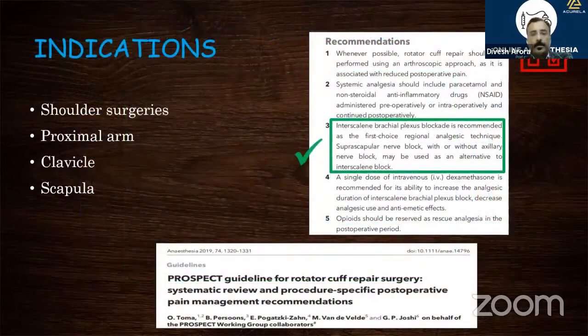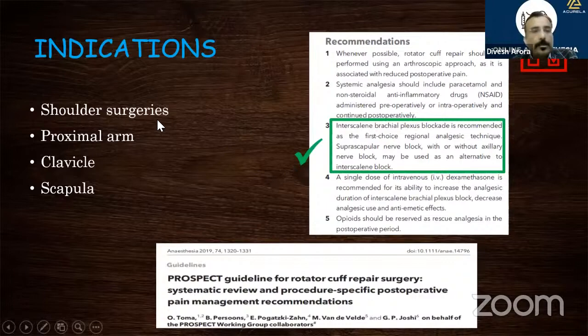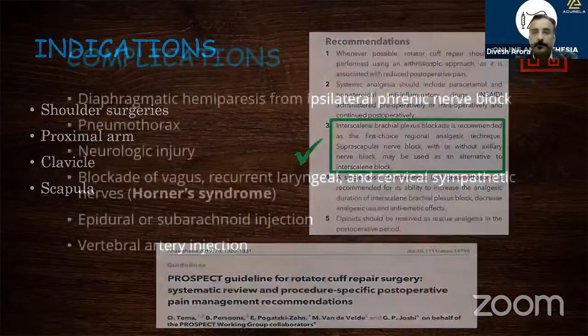So the indications, as we can see from the anatomical knowledge, involve surgeries around the shoulder, the clavicle, and as a part of scapular block. In the PROSPECT guidelines in 2019 regarding rotator cuff repair surgery, interscalene brachial plexus block is recommended as the first regional anesthesia technique choice, and the shoulder block, which means the suprascapular with or without axillary nerve block, is generally considered as a second choice.